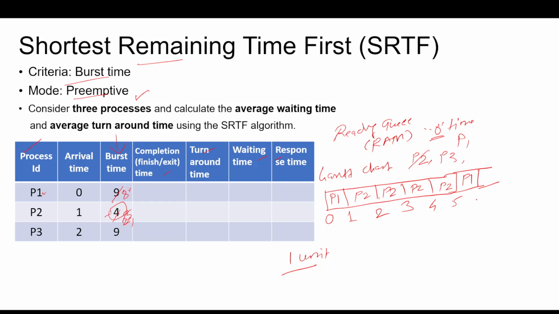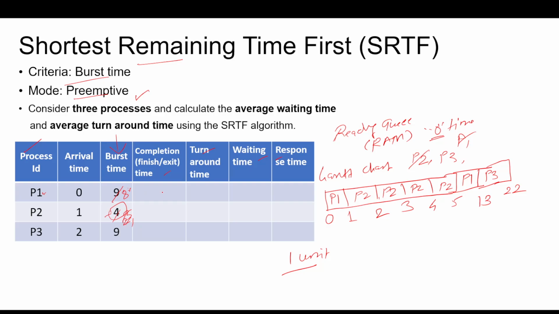So we will completely execute process P1 for the remaining 8 units. So 5 plus 8 is 13. Only one process is left in the ready state, that is P3. So it will be executed for 9 units. So 13 plus 9 is 22.